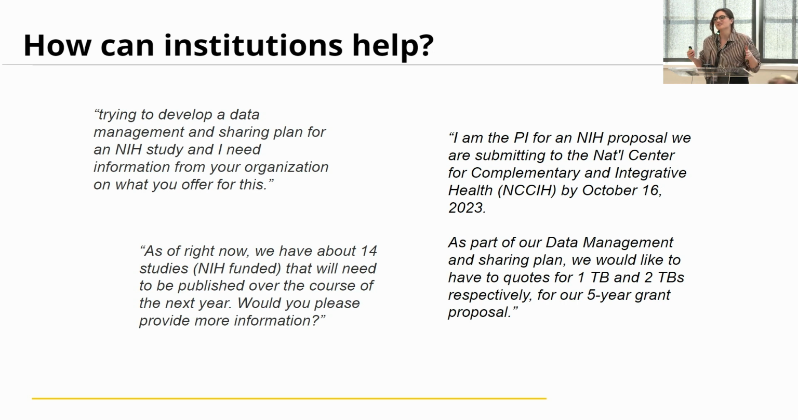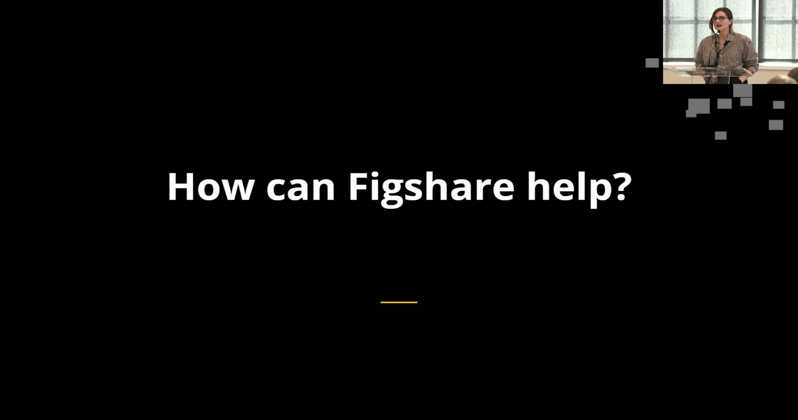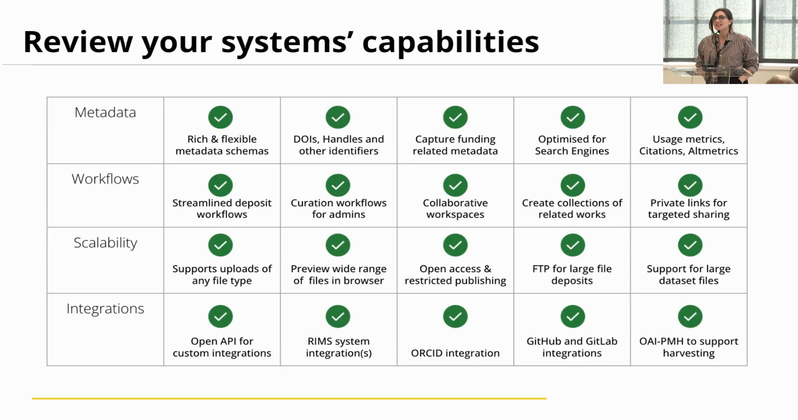But if they were coming to a university, you'd be much better placed to help them in their context and in their state. And the bottom left one, as of right now, we have 14 studies that we will need to be published over the next year. Can you give us some more information on how we do this? So I'm assuming that's going to be a decent chunk of data that needs to be shared there too. And yes, I can help them, but should it be me personally that's helping them? Probably not. So how can Figshare help you to help them is what this slide probably should have said. Is your repository currently able to handle data?